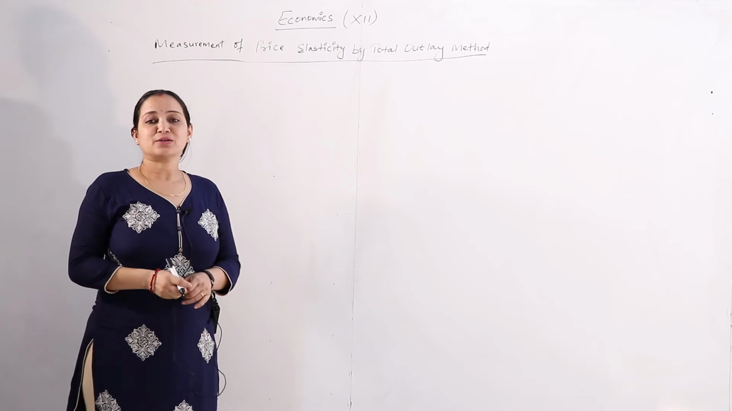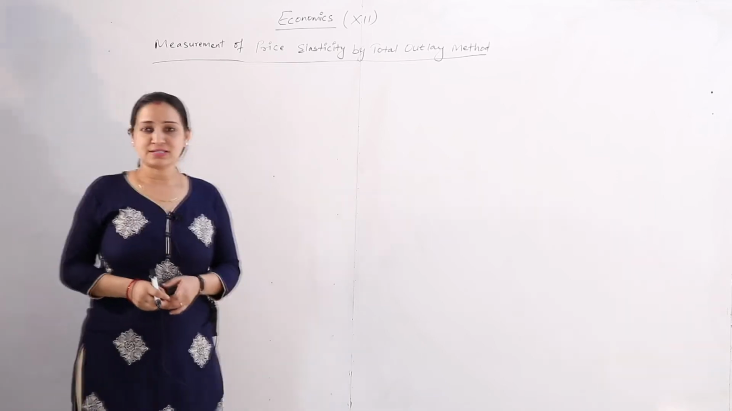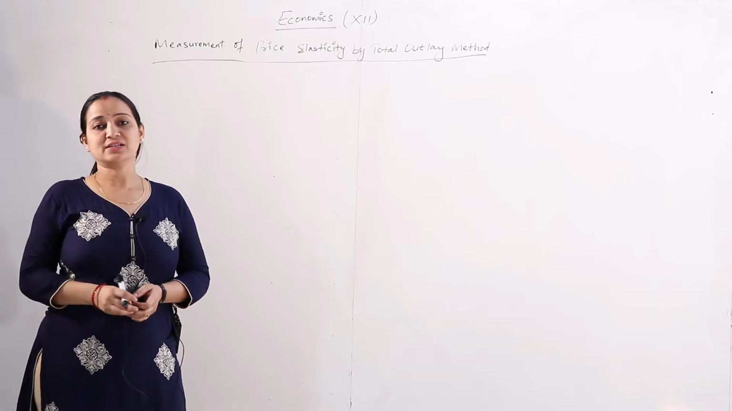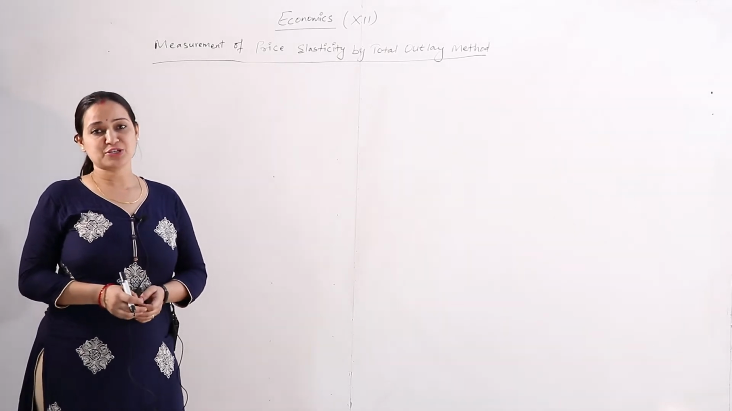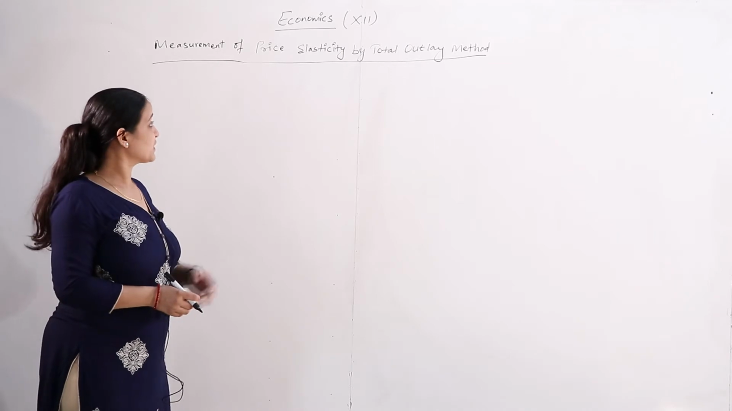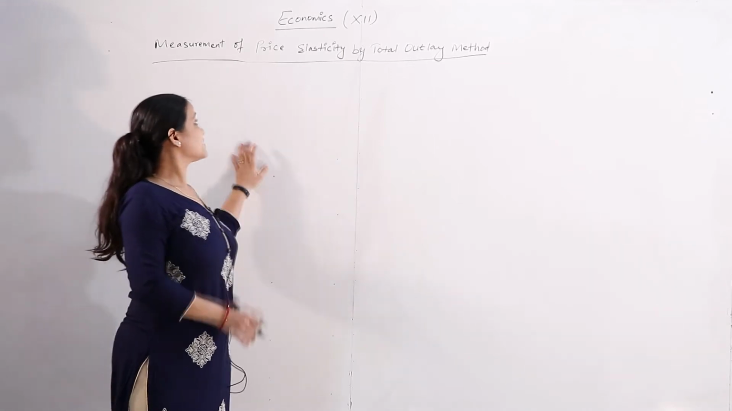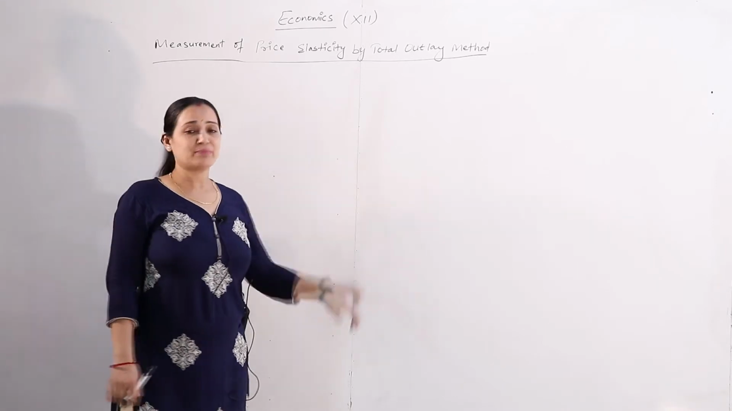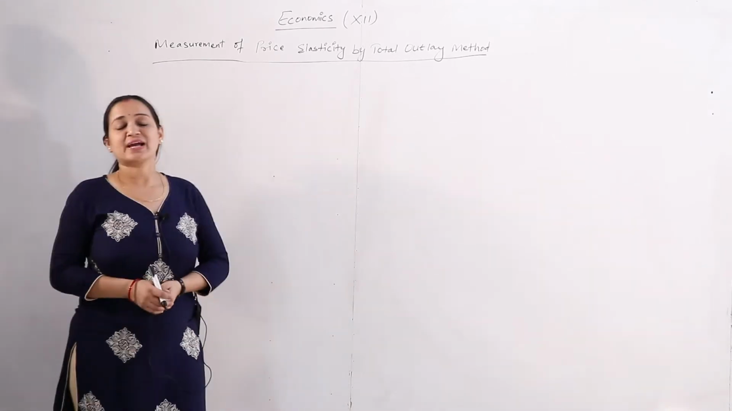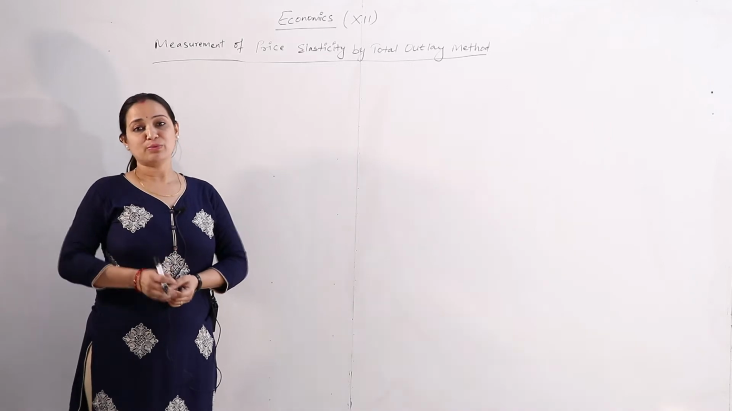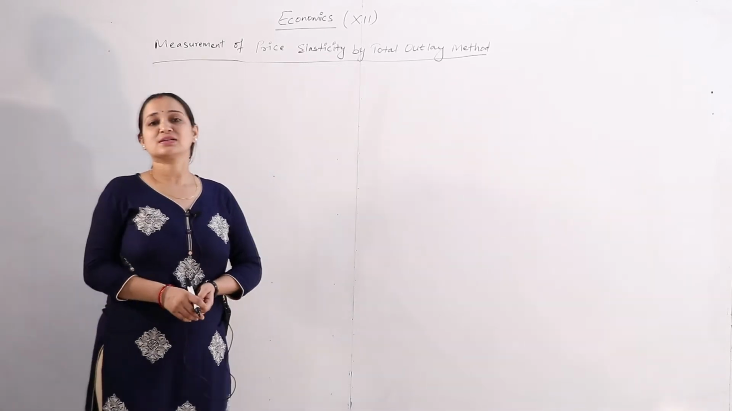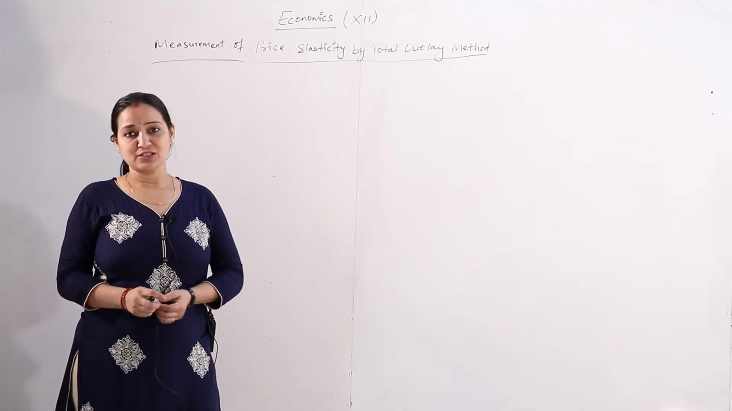We can measure the price elasticity of demand by various methods such as the point method, arc method, and outlay method or expenditure method. Today we start to explain how we measure the price elasticity of demand by the total outlay method. This method is also known as the total expenditure method, and it was developed by the neoclassical economist Alfred Marshall.